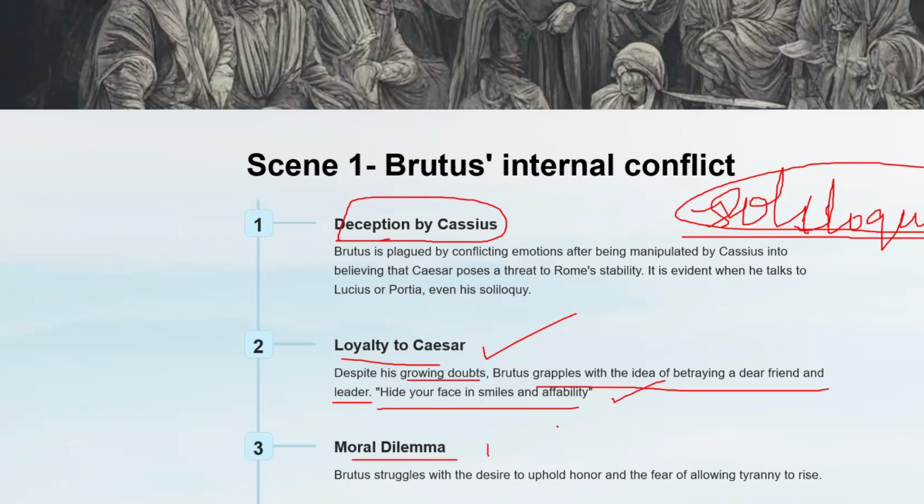And we also see his moral dilemma. He struggles with a desire to uphold the honor and fear of allowing tyranny to rise.